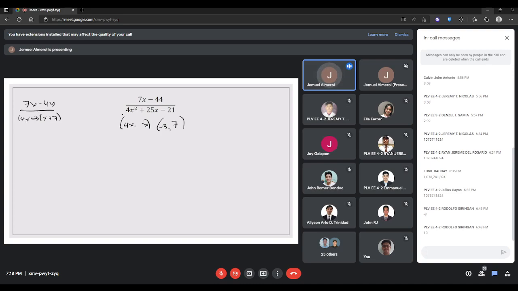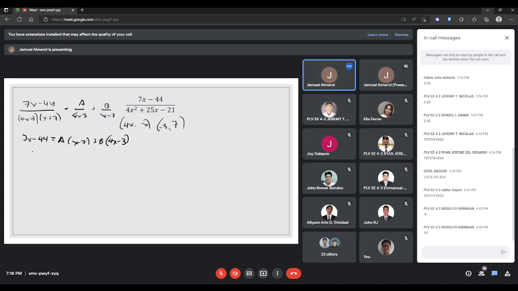Okay. The LCD is this. Ito na mismo ang LCD. Okay. So, a over 4x minus 3 plus b over x plus 7. Minus 2 for x minus 7. So, you have 7x minus 44 equal to a times, ano yung matitira? X minus 7. No? Plus b. Sa dami ng mga sinolve natin, sigurado ako na susundan nyo na yung kung paano, bakit naging ganun. Cross multiply lang, mga kapatid.